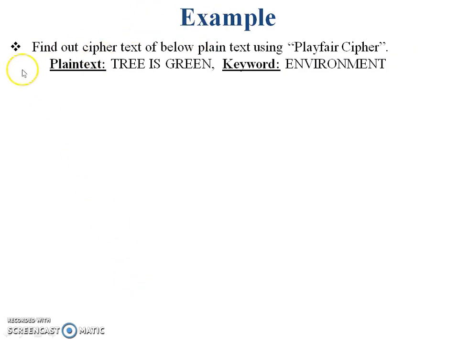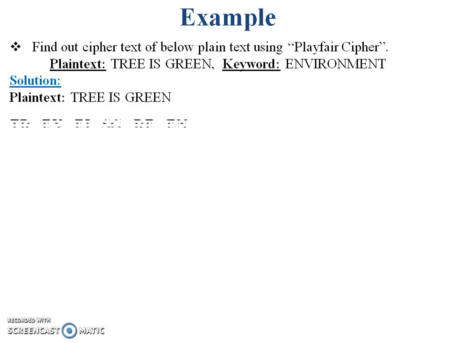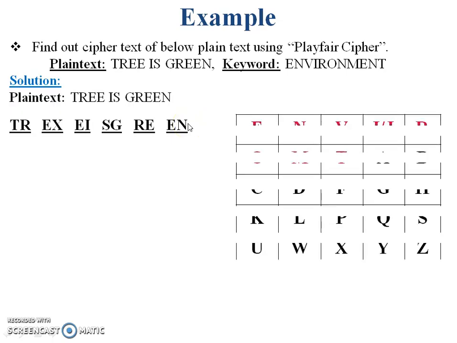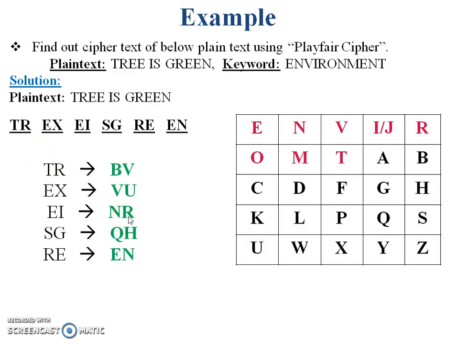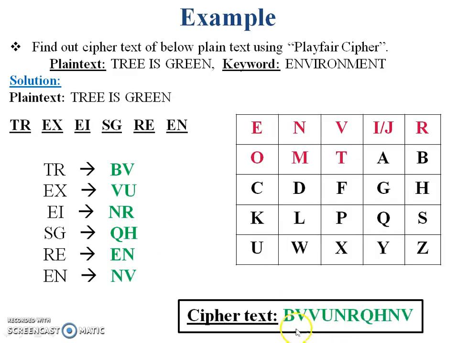Now check one example. Find the ciphertext of the plaintext below using Playfair cipher. Plaintext is tree is green, keyword is environment. Let us see the solution. The plaintext is divided into pairs, create a matrix, and one by one the ciphertext is generated, and the final ciphertext is this. This is my final answer.